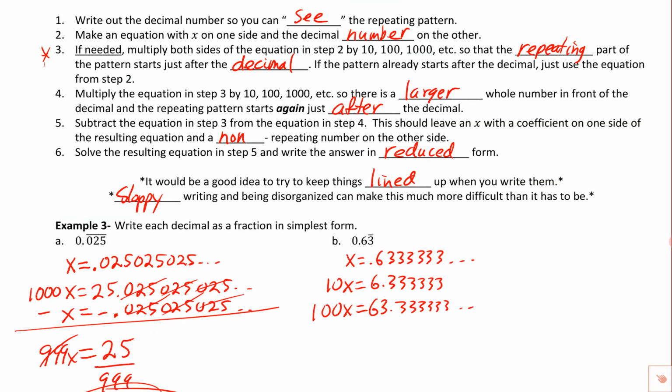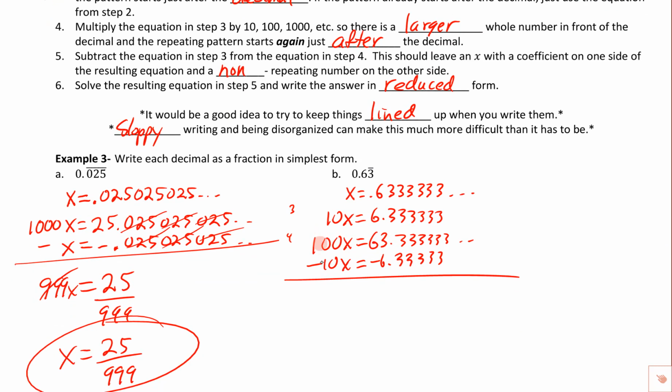Okay? Now, let's take a look here. This right here was step number 3. If needed, multiply both sides of the equation in step 2 by 10, 100, or 1,000 so that the repeating part of the pattern starts just after the decimal. This is step number 3 right here. And this is step number 4. So we want to subtract the equation of step number 3, so I'm just going to write 3 and 4. This is the one we want to subtract. So we want to subtract 10x on this side and subtract 6.33333 and so forth. Okay?